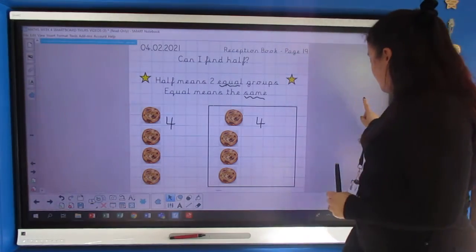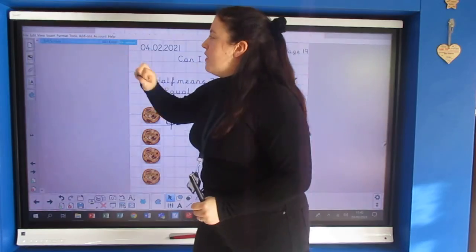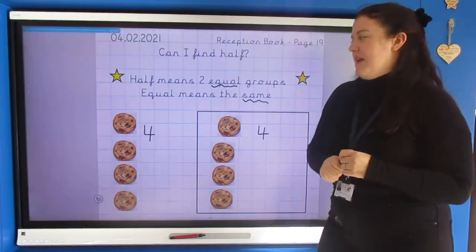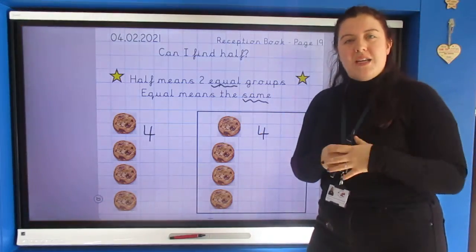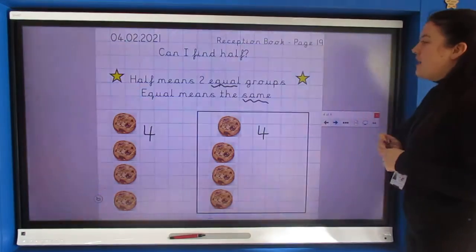So well done. If you are on the reception booklet, you can now carry on with your learning and send lots of photographs and videos in so I can see what you're doing. And if I'm blown away, you might have a special mention in my video tomorrow. So moving on then, Year 1.